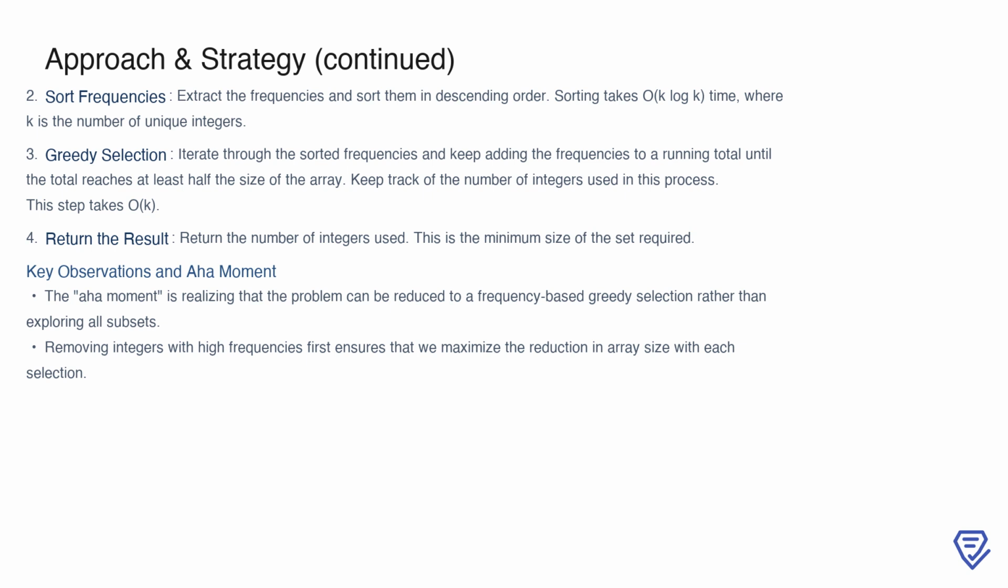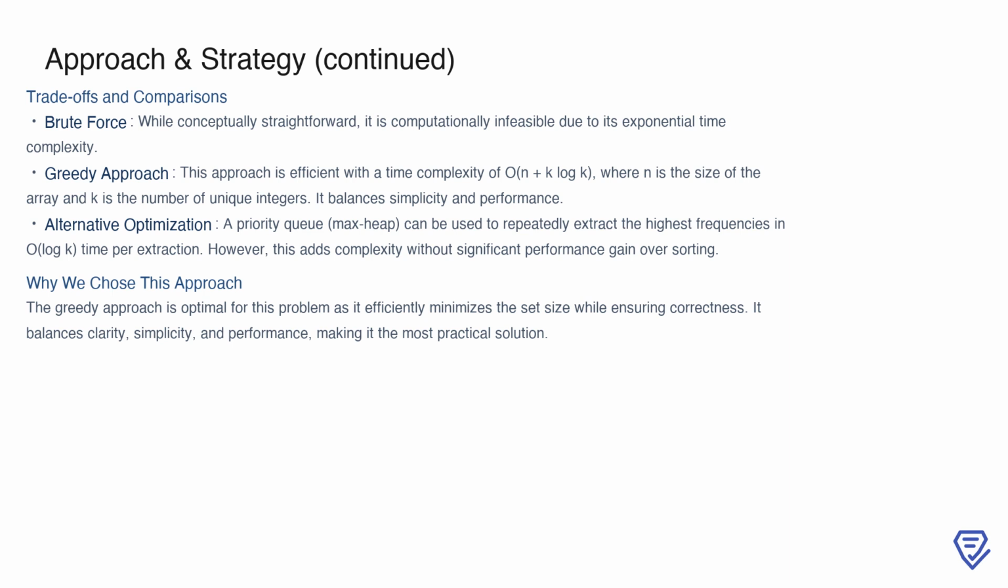the array. Every approach has its trade-offs, and it's important to consider these when designing a solution. The brute force method, while conceptually simple, is entirely impractical due to its exponential time complexity. On the other hand, the greedy approach is highly efficient, with a time complexity of n plus k log k. Here, n represents the size of the array, and k is the number of unique integers. This approach balances simplicity and performance, making it an excellent choice.